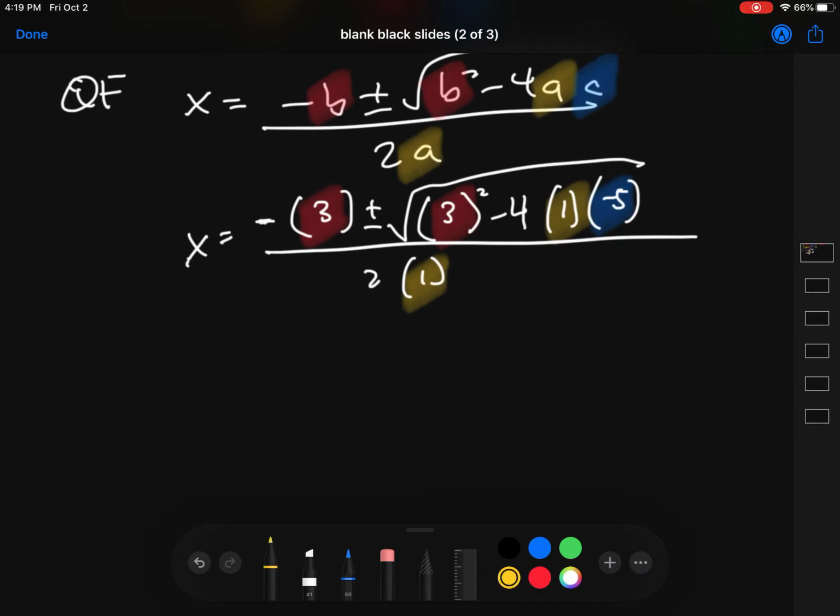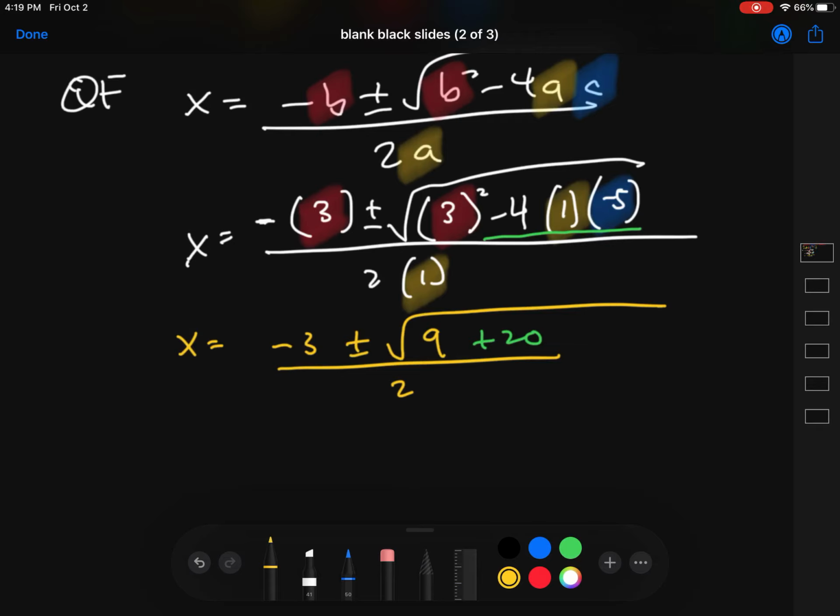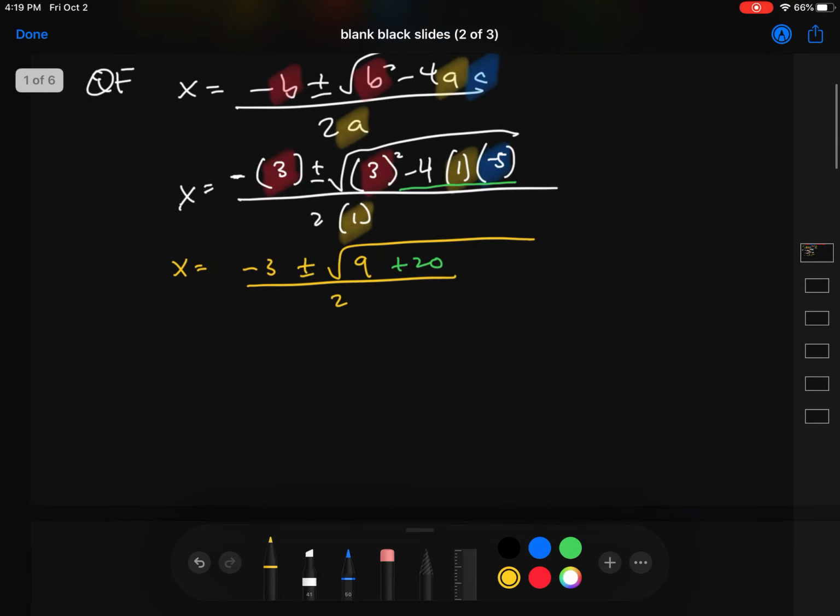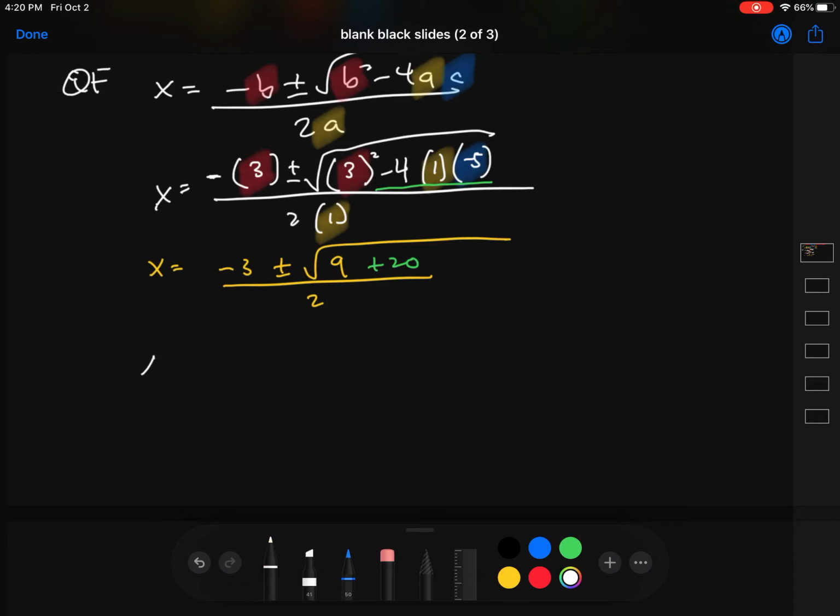Let's go ahead and simplify this now. So I have the opposite of positive 3, which is negative 3, plus or minus the square root. 3 squared is 3 times 3, which is 9. Okay, now watch how I do this one. I'm just going to multiply all of those in green. Negative 4 times 1 is negative 4. Negative 4 times negative 5 is positive 20. All over 2 times 1, which is 2. And we're almost done here. So x equals negative 3 plus or minus the square root of 9 plus 20, which is 29.